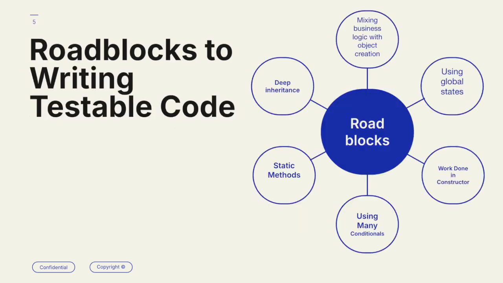Now, let's talk about the things that can make your code nearly impossible to unit test. Understanding these pitfalls is key to writing clean, testable code. Let's break them down. First up, mixing business logic with object creation.